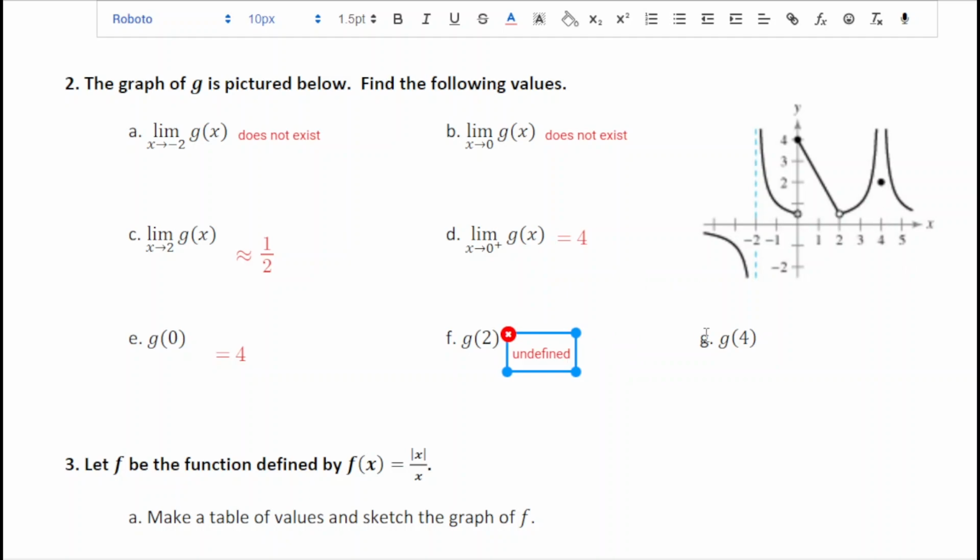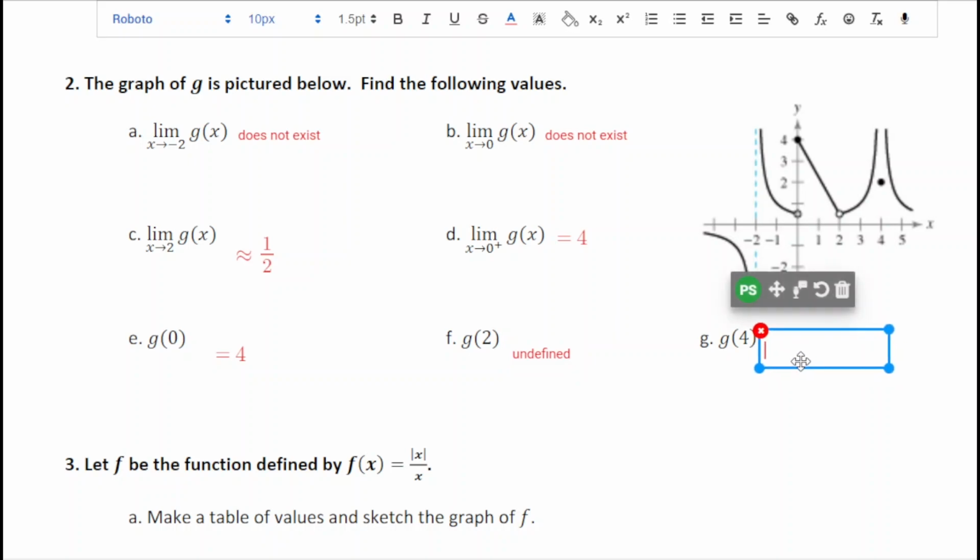So like if we wanted the limit as x approaches 4, I guess we would say infinity if we do have like a vertical asymptote going on here. But at 4, we've got this sort of singular point just hanging out there, so the value of the function is actually 2.